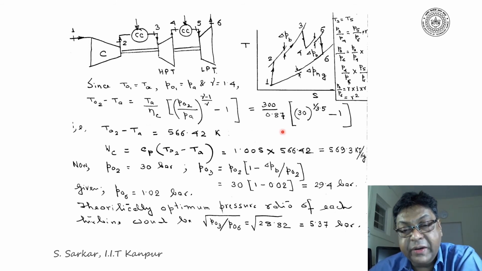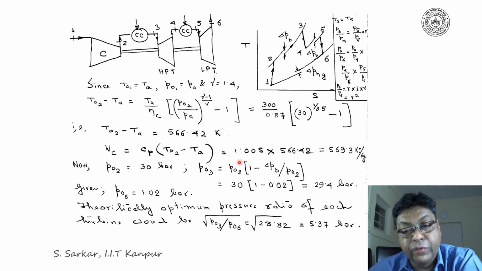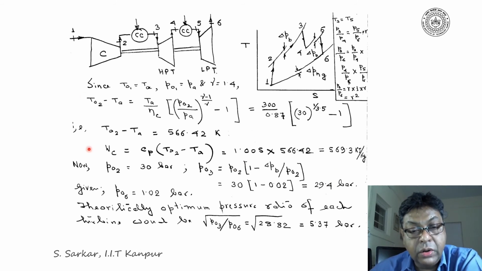So I have put all the values here: 300 divided by 0.87 within bracket 30 to the power 1 by 3.5 minus 1. When I have calculated this, I got T02 minus TA is equal to 566.42 K. Thus, I can evaluate the work required to run the compressor, WC, as Cp into T02 minus TA, that's 1.005 into 566.42. Thus, I have got 569.3. The specific work required for the compressor is equal to 569.3 kilojoule per kg.